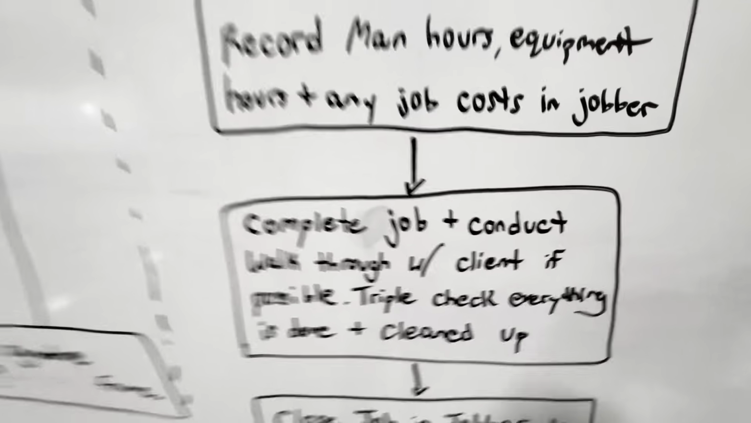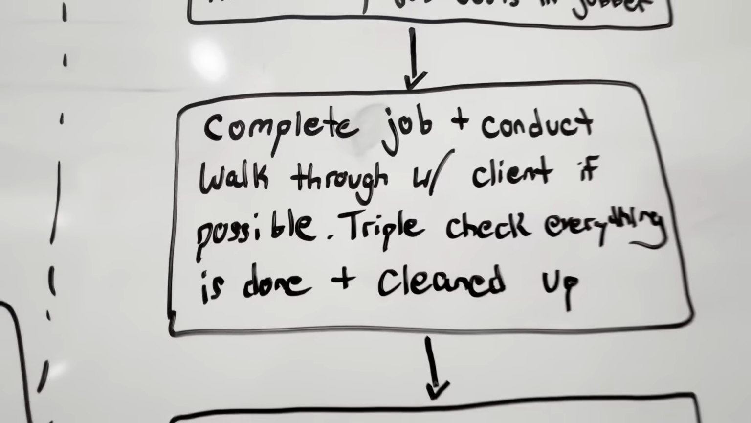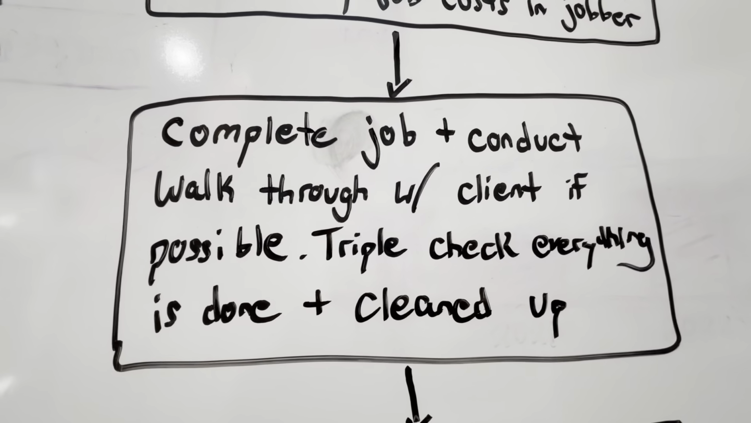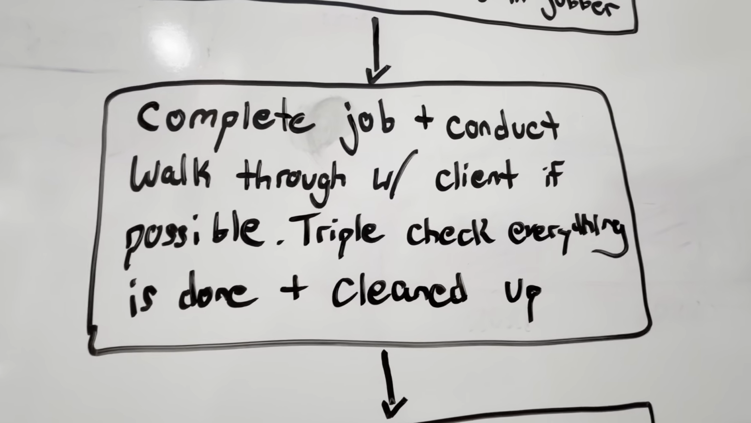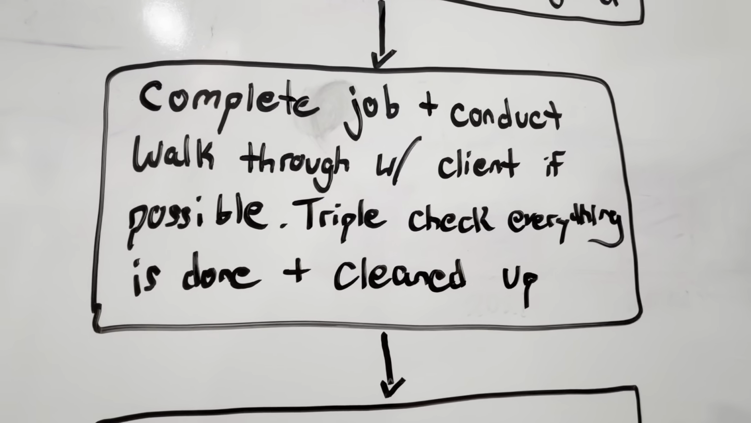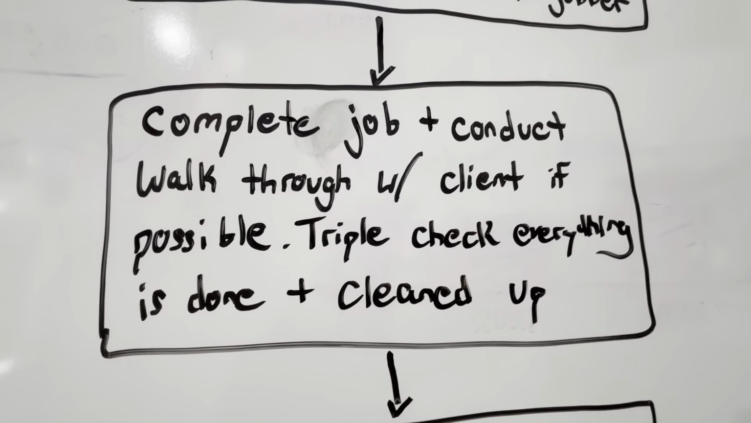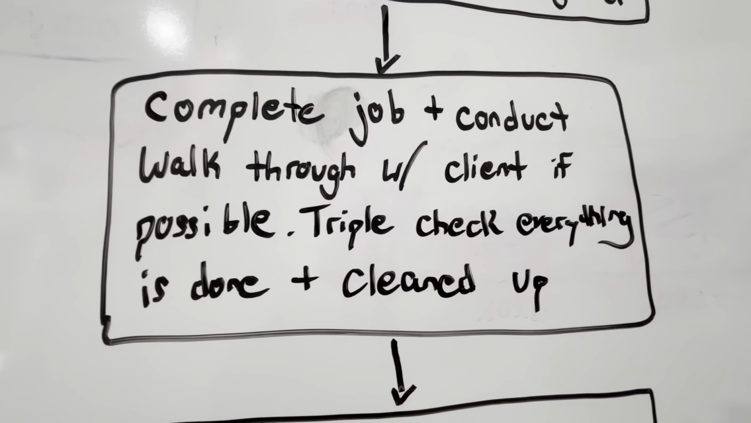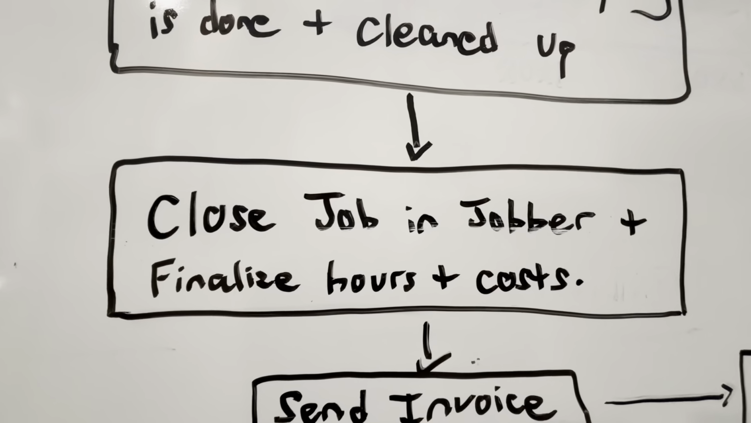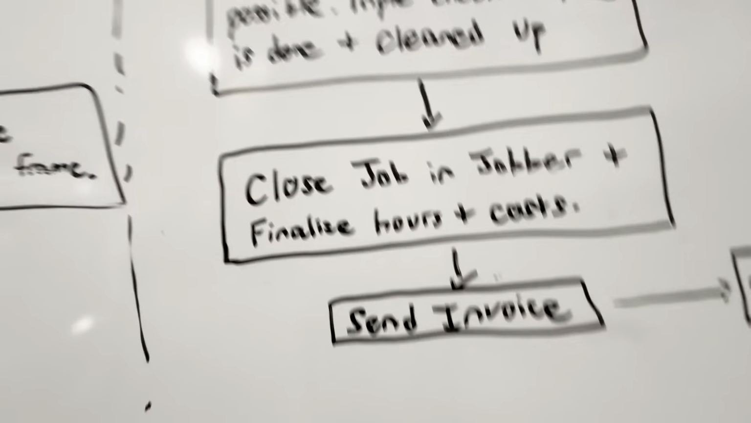Okay, complete job, conduct walkthrough. We really like doing walkthroughs with our clients, if possible, because then it's showing you care, and you can make sure you don't have to come back if there's anything that was missed. Really, there shouldn't be anything missed, but it's more so just to make the client feel better and have peace of mind. Triple check everything is done and cleaned up. I can't even tell you how many times this year we left a chainsaw on a job site or a pole saw, and we have to go back, and it's like a Friday. It's the worst thing ever. Anyways, close job in Jobber, finalize hours and costs, send invoice. This is all pretty simple.